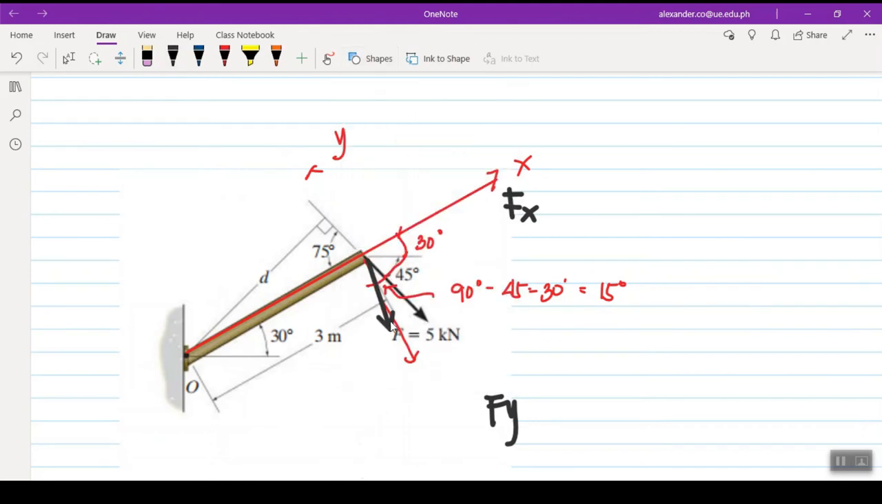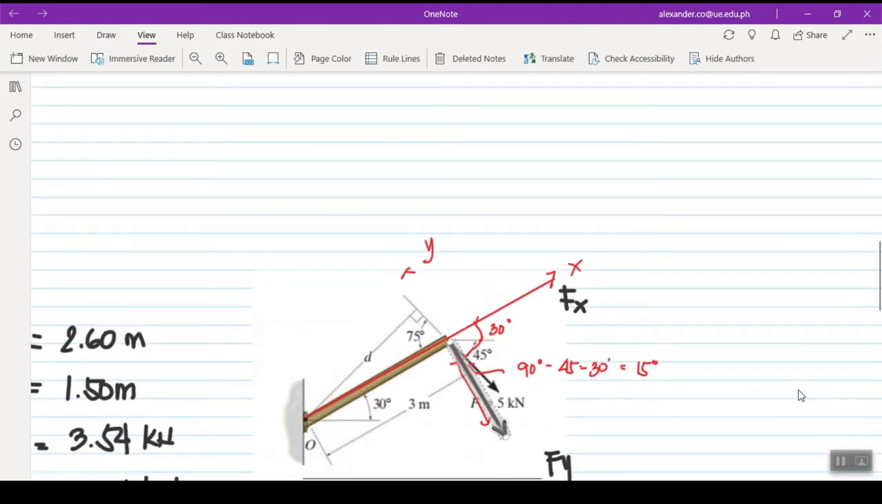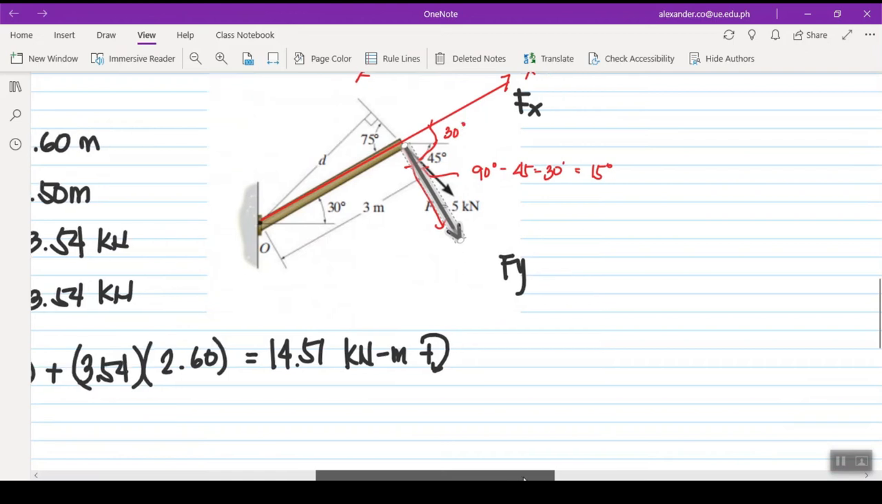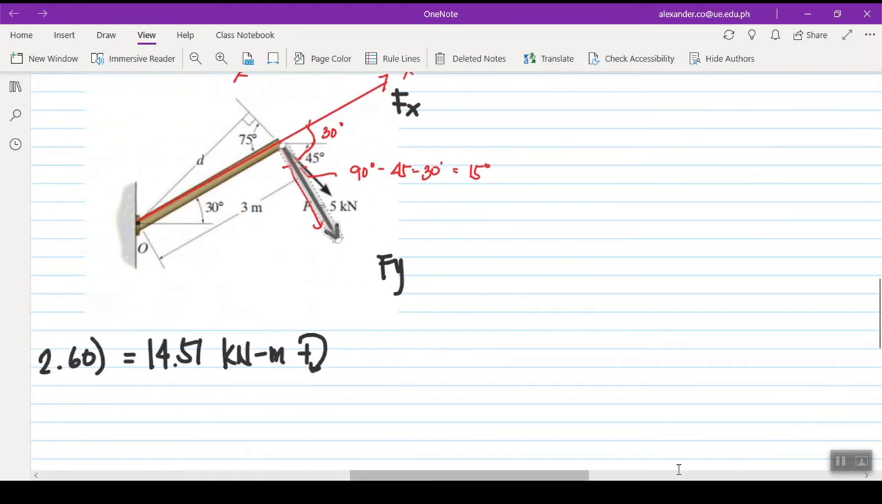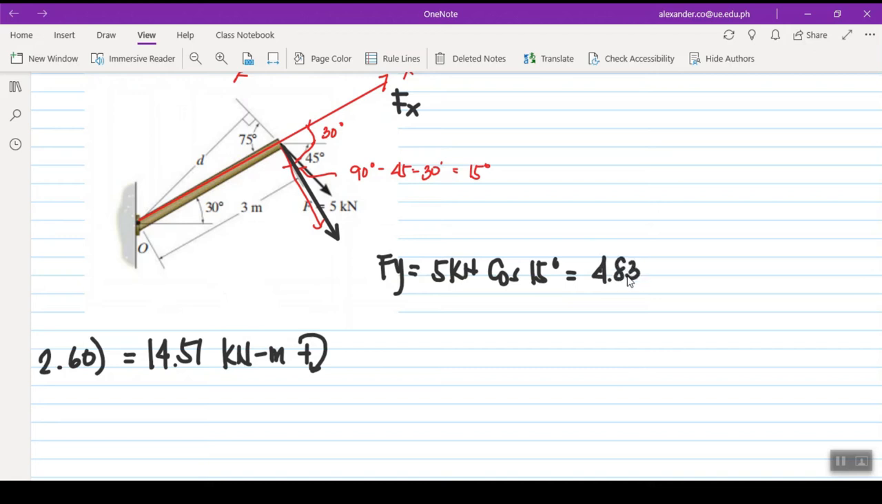Ito. Okay, ano yung f of y? So, yung f of y dyan, madali na kumpitin yan. Bali, ang f of y will be 5 kilonewton cosine 15 degrees. So, ilan yan? 5 cosine 15, 4.83 kilonewton. So, ang moment dyan at point O.